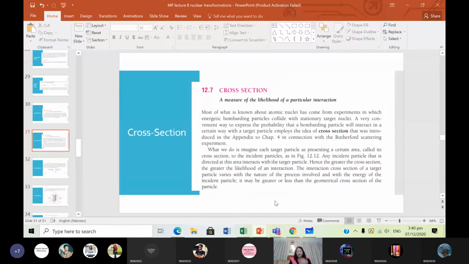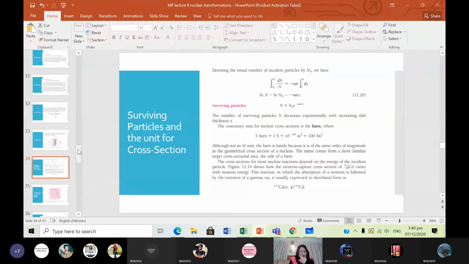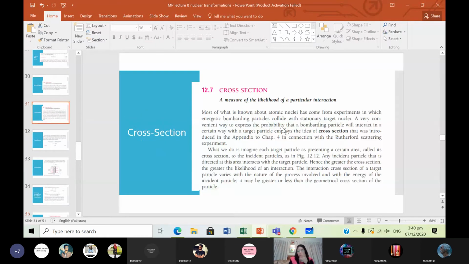Okay, now we have some mathematics to do. Cross section. So this is going to take some time as well. So are there any questions so far? We still have 10 minutes, so I think we should do this cross section as well. So most of what we know, are there any questions so far? No questions? Okay, then we'll continue here.